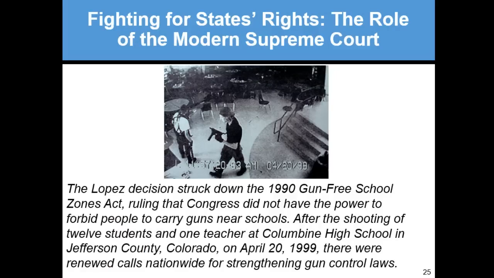The Lopez decision struck down the 1990 Gun-Free School Zones Act, which was the ruling that Congress did not have the power to forbid people to carry guns near schools. After the Columbine shootings in 1999, there were renewed calls for nationwide strengthening of gun control laws. But we have this thing called the Second Amendment, which makes it very difficult to implement those laws.